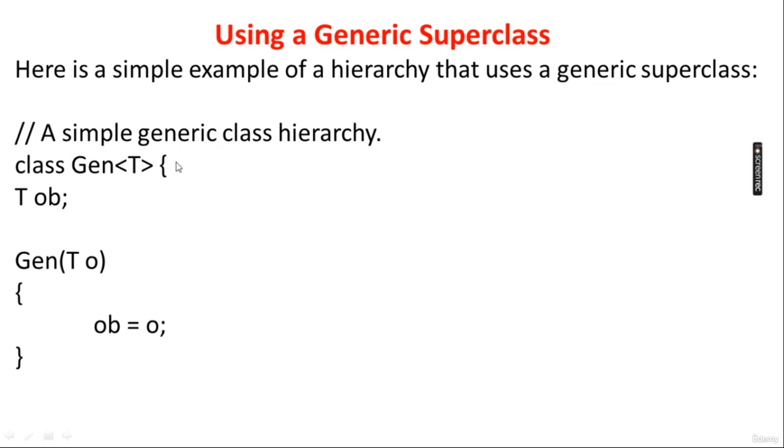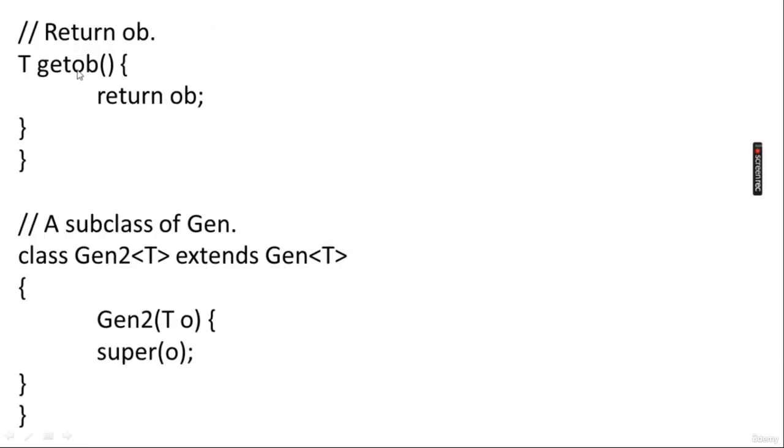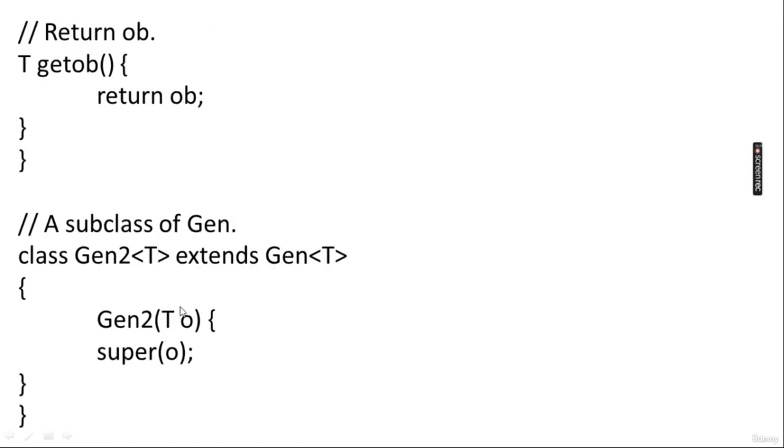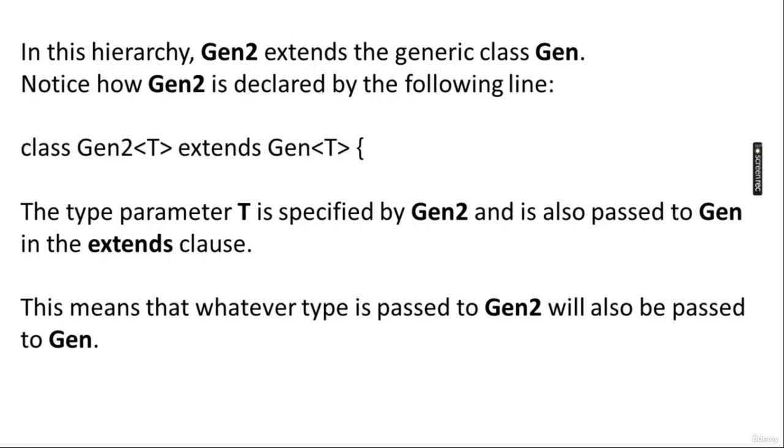Now, a simple class hierarchy example is here. Generic T object, then the generic T object is equal to O, then T getObject returns the object. This is the simple class we have created, with only a parameterized constructor to initialize and getObject to get the object. Then Gen2 of type T extends Gen of T, calling super O. This is the same way we use the super keyword in the constructors of subclasses in non-generic classes.